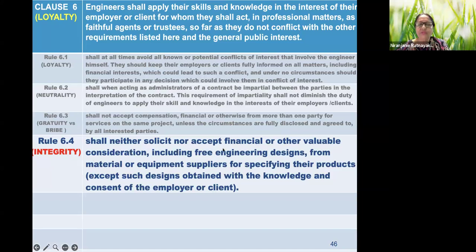Next one is, shall neither solicit nor accept financial or other valuable consideration, including free engineering designs from material or equipment suppliers for specifying their product. Now, I think, especially if you're in government service, this is something that you have to be very wary about. They give you trips, they give you free whatever. We will give you the design if you buy our product. That's not acceptable, because you have to do your own design and make sure that you are getting the best for your employer.